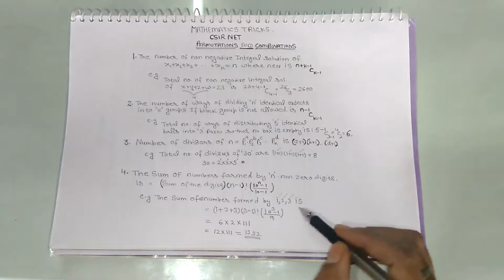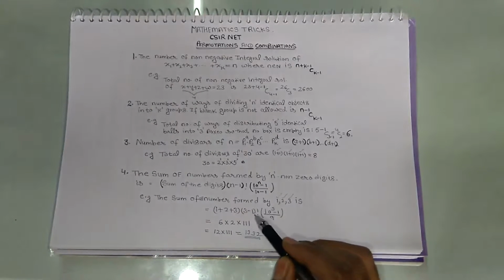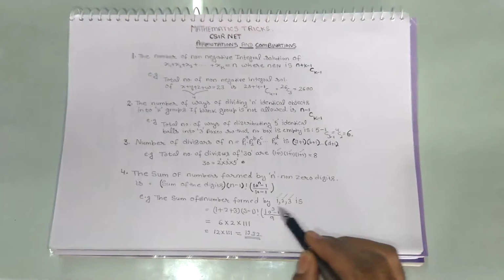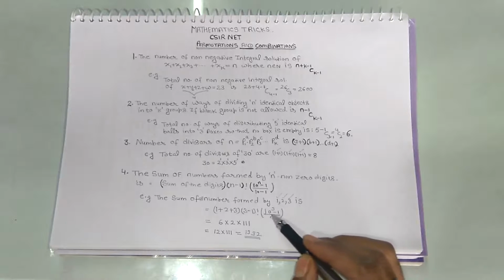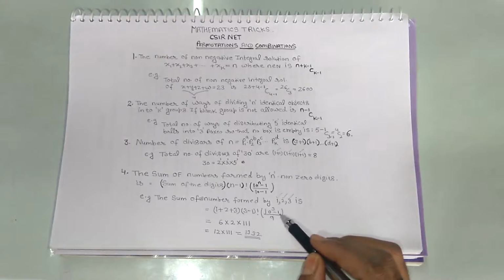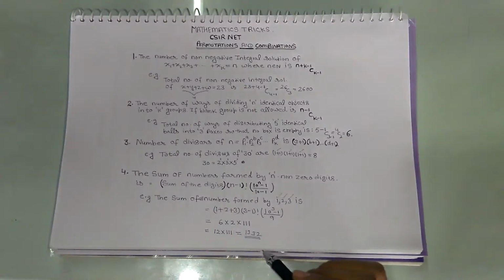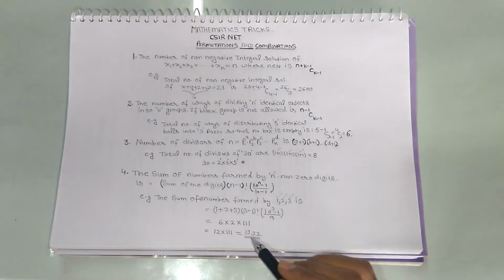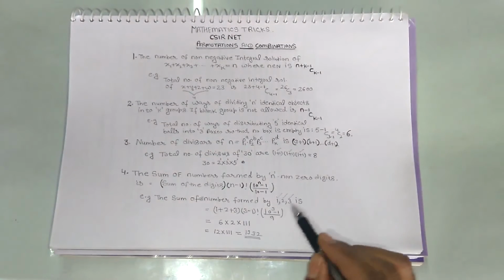is, first of all, get their sum, 1 plus 2 plus 3, get multiplied by n minus 1 factorial, here n is 3, 3 minus 1 factorial, into 10 raised to power number of digits minus 1 over 10 minus 1, that is 9. After solving this expression, we have 1332. This is nothing but the sum of all numbers formed by these 3 digits.